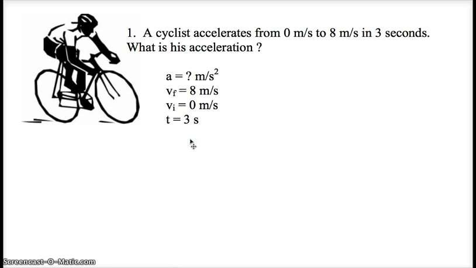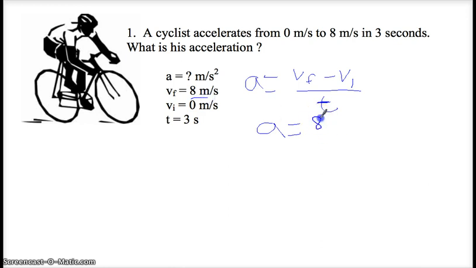So now what I'm going to do is use my equation that acceleration is equal to my change in velocity, which is my final velocity minus my initial velocity, divided by my change in time. And I'm just going to make it a t. Now I'm going to do my substitution. Acceleration is equal to, well, VF is equal to 8.